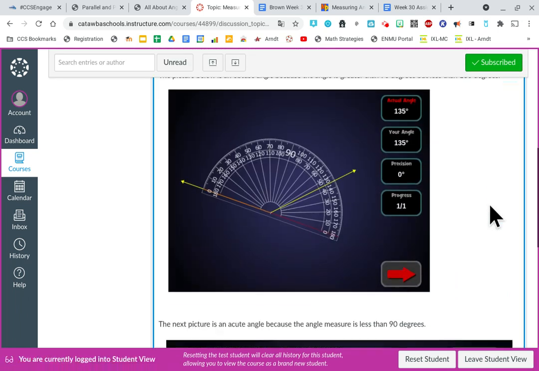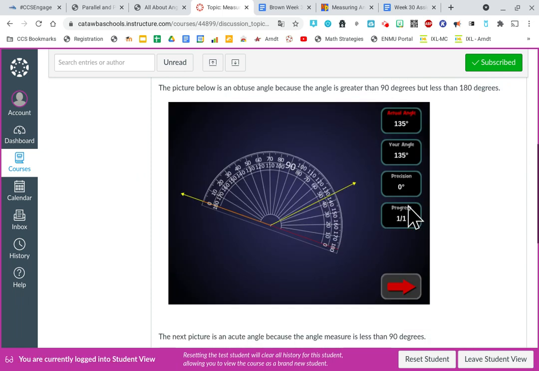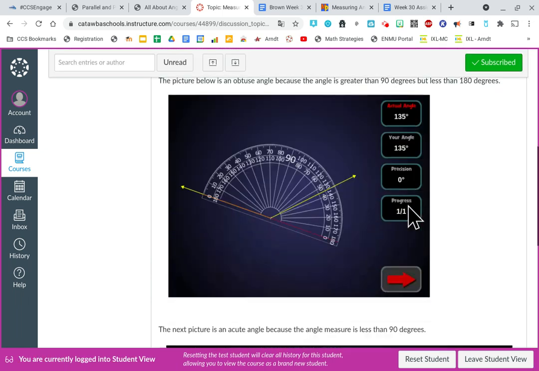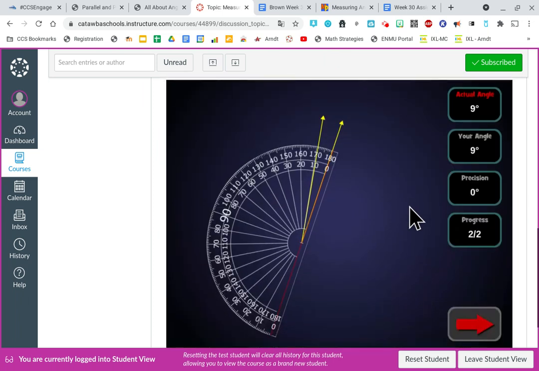All right, and so here's what my post looks like. I should have made that smaller, but that's okay. It's not a problem. And yeah, so that's what I need you guys to do.